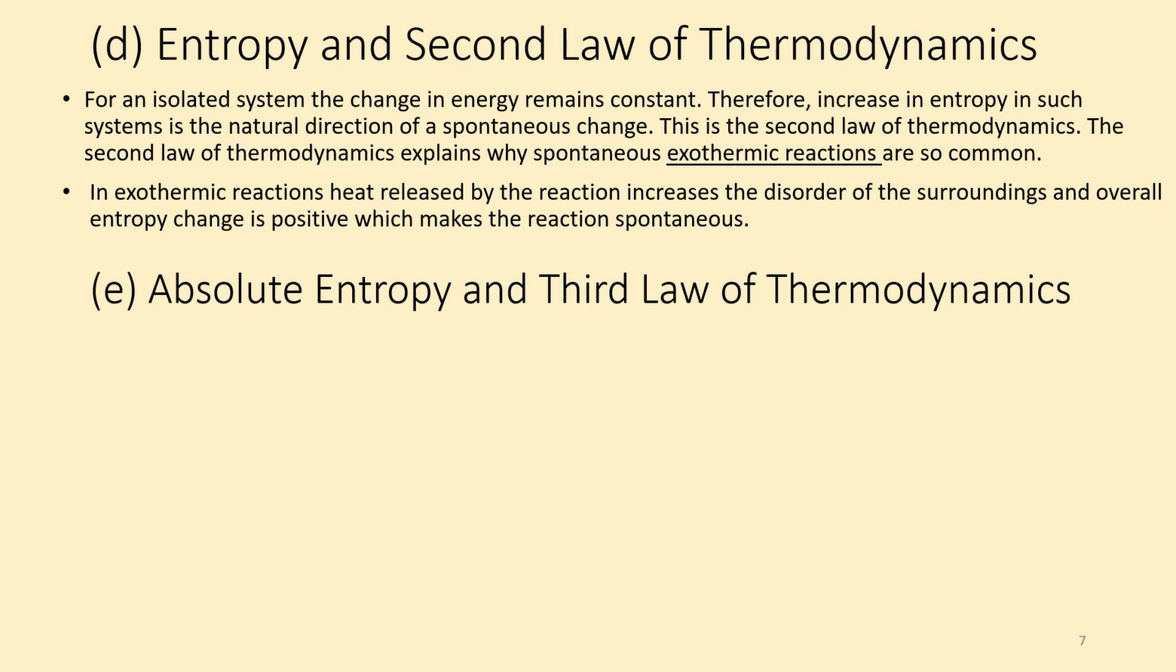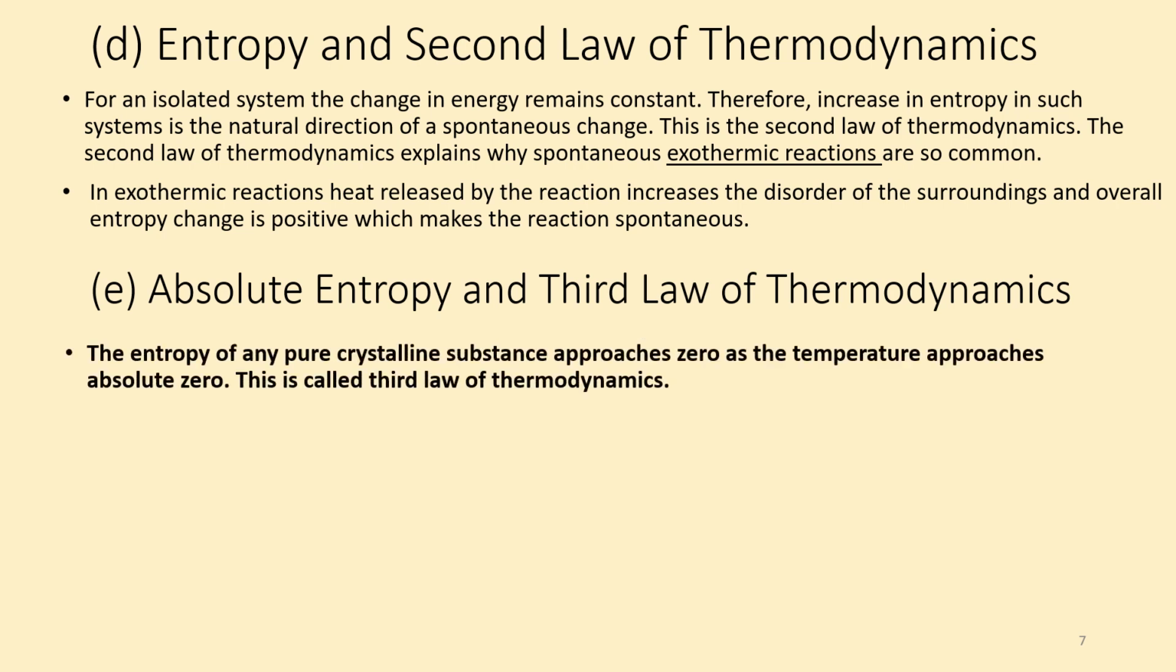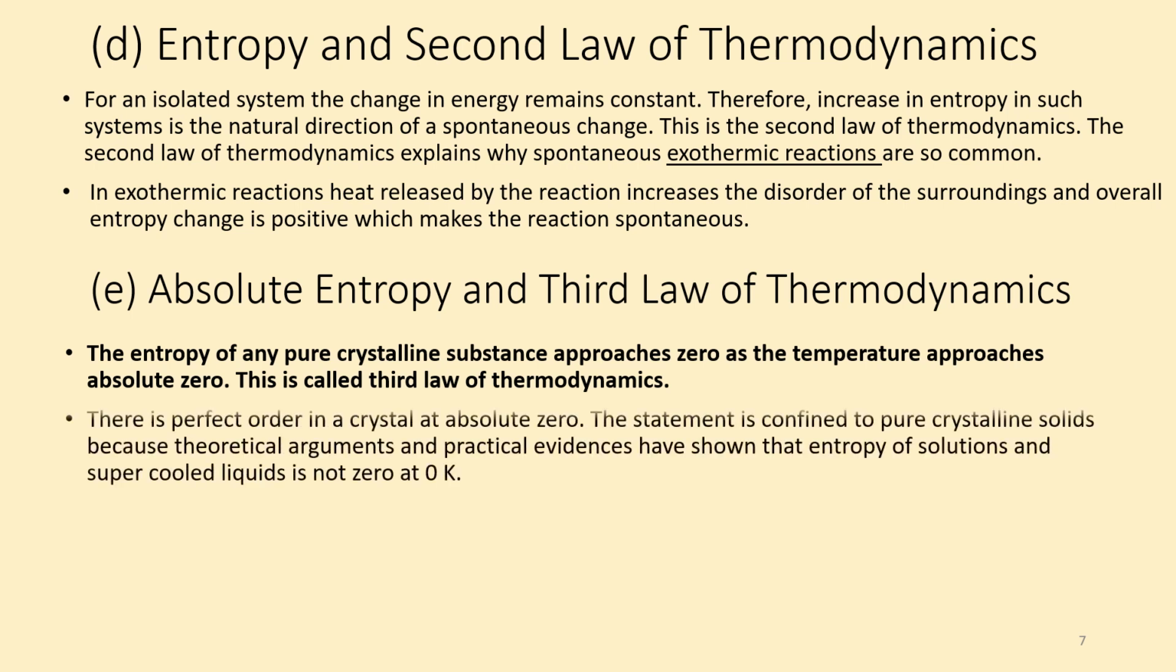The next is absolute entropy and the third law of thermodynamics. The entropy of any pure crystalline substance approaches zero as the temperature approaches absolute zero. That means if the temperature approaches absolute zero, the entropy of any pure crystalline substance also becomes zero. This is the third law of thermodynamics. Please remember, there is perfect order in a crystal at absolute zero. The statement is confined to pure crystalline solids because theoretical arguments and practical evidence have shown that entropy of solutions and supercooled liquid is not zero at 0 Kelvin.